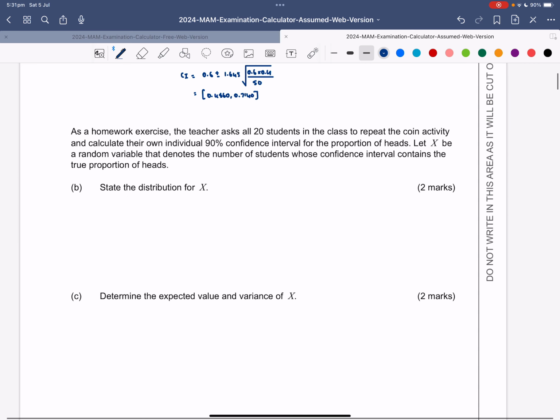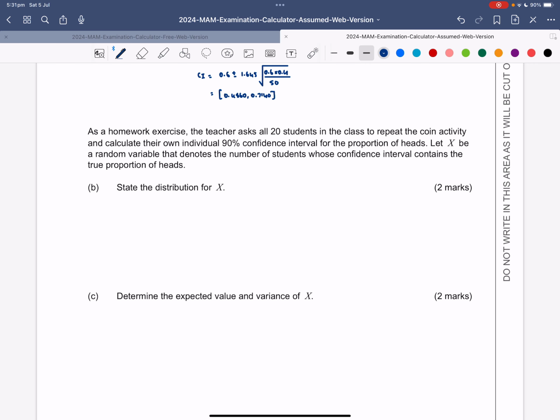All right, as a homework exercise, the teacher asks all 20 students to repeat the coin activity, and calculate their own 90% confidence interval for the proportion of heads. Great. Let x be a random variable that denotes the number of students whose confidence interval contains the true proportion of heads. All right, nice.